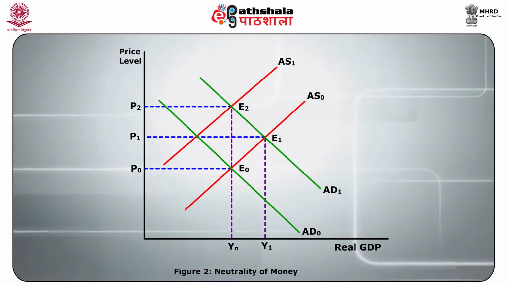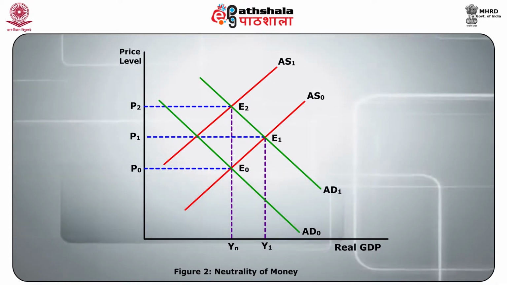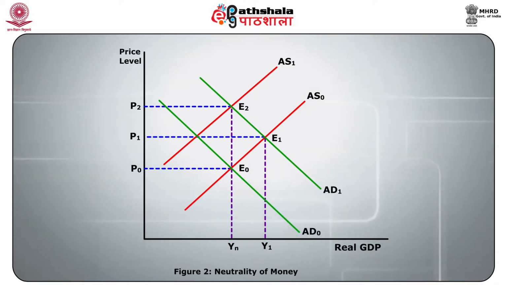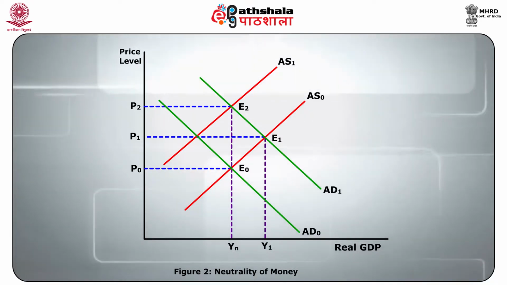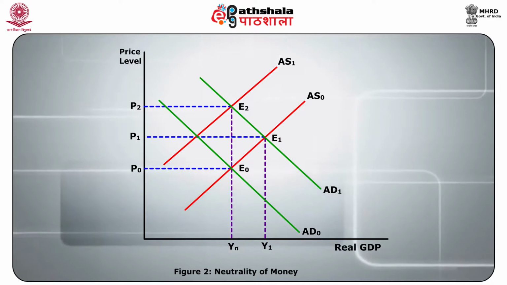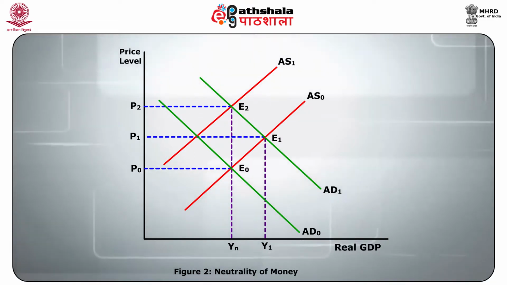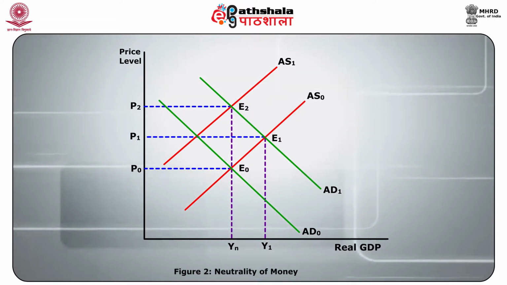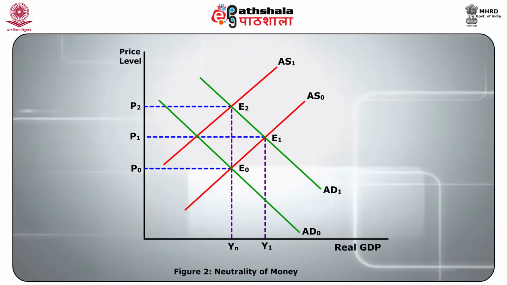to AD1. In the short run, the equilibrium moves from E0 to E1 and output increases from Y0 to Y1 and price level increases from P0 to P1. This deviation in output is achieved because product prices rise faster than the factor prices and workers supply more labor as they mistakenly believe that their real wage has increased. But once they realize that prices have increased, they revise their expectation of the price level and demand higher wages. This causes an upward shift in the AS curve.